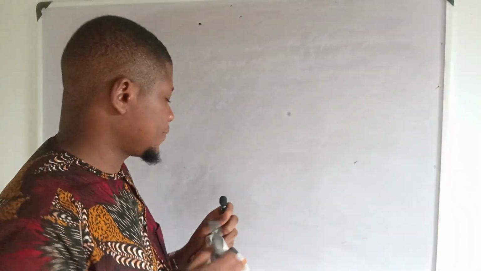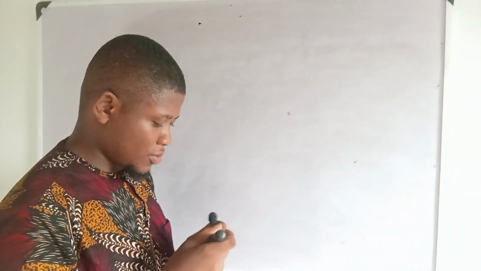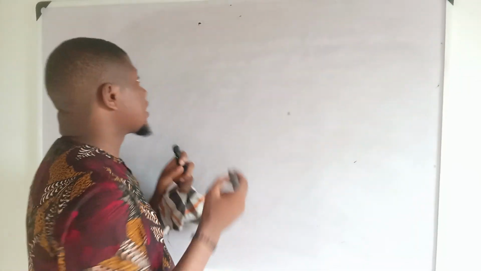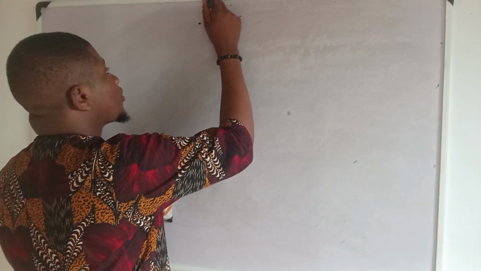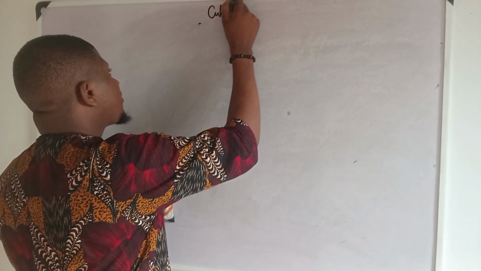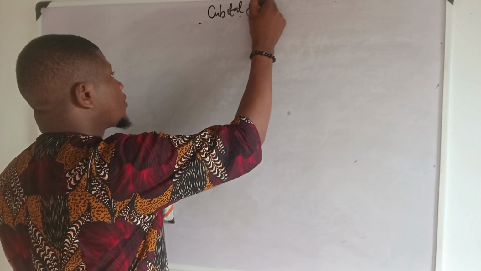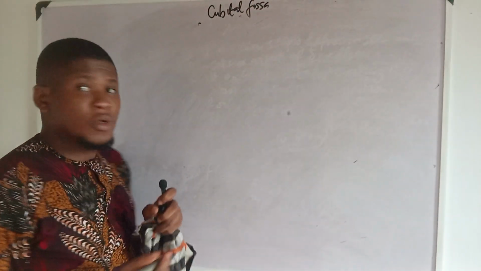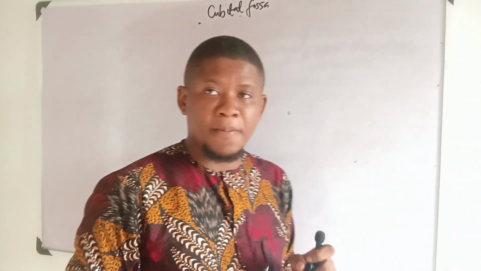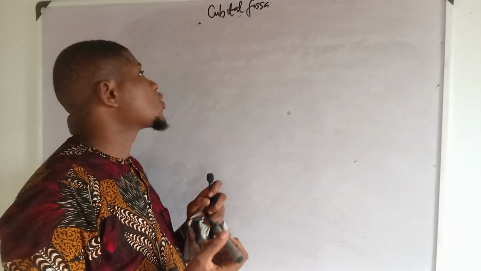Okay, welcome back. So let's look at Cubital Fossa. Okay, so Cubital Fossa is one of the important zones of the upper limb.